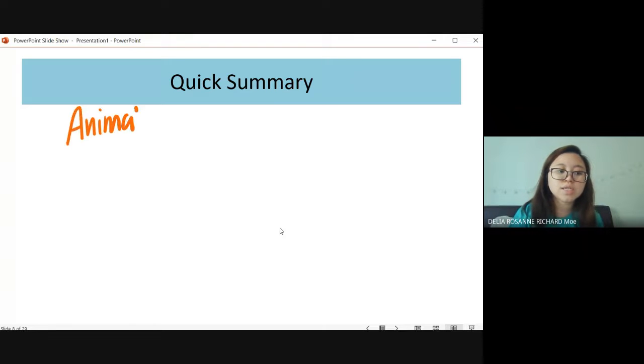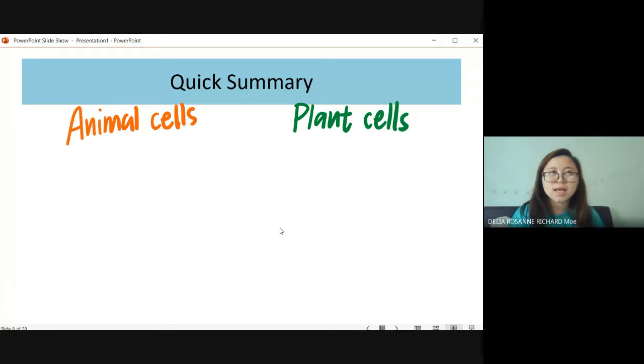In chapter 2, you start by learning about what is an animal cell and what is a plant cell. Same thing that you did during secondary school.